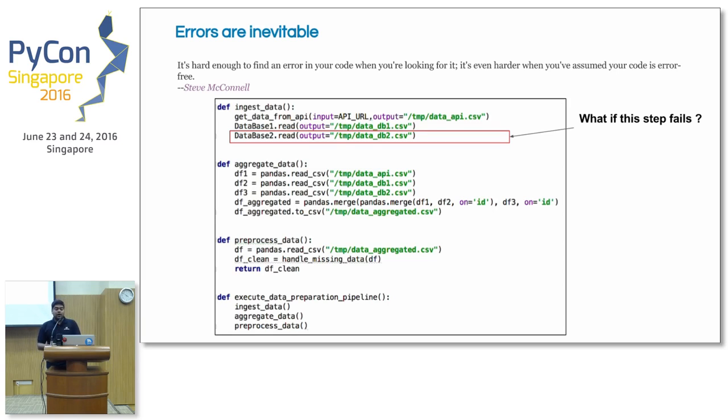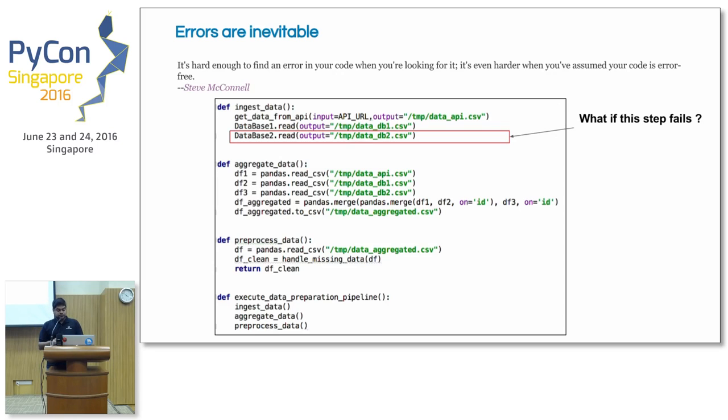Now, in the second call, if you see database2.read, suddenly due to some DB issue, it fails. It throws some kind of an error, the whole program stops and it throws you some errors, which you can see in the logs, might be database servers down or something or the other. Now, what happens if this task fails?